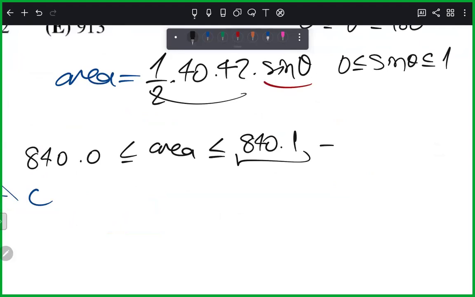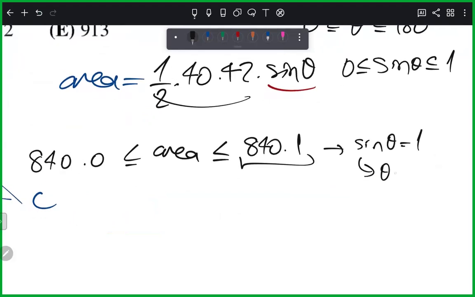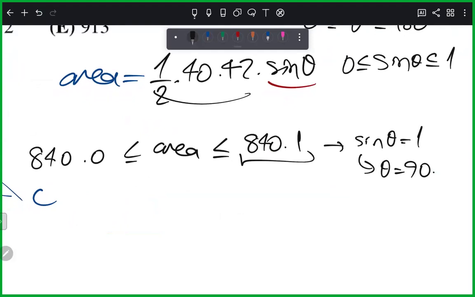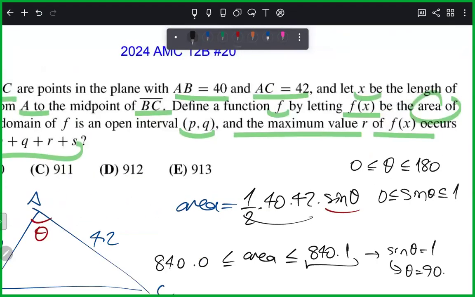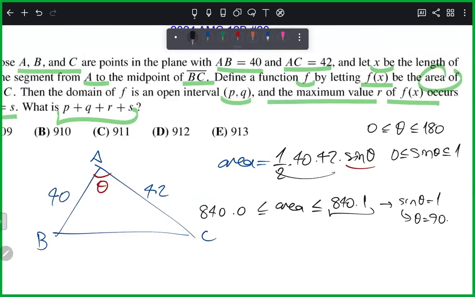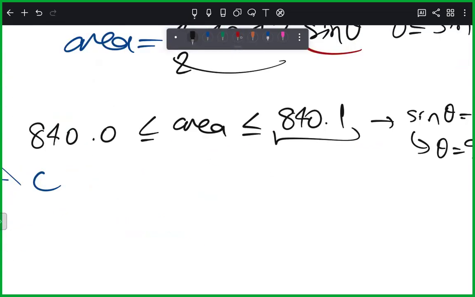And this happens if and only if sine theta equals 1. And since theta is between 0 and 180, this implies that theta has to be 90 degrees. Or in other words, the maximum value of the area is 840. And I think this is R. So let's write it down. So this is R. And then it is attained when the triangle is a right triangle.